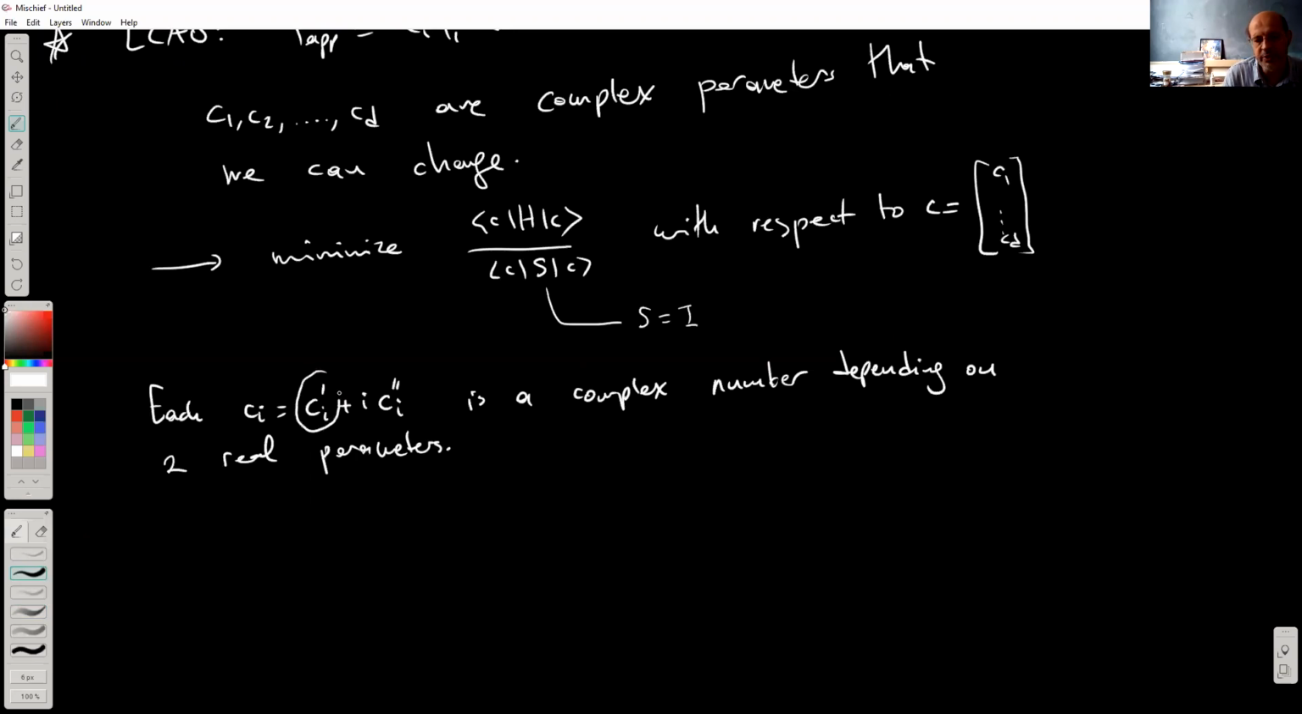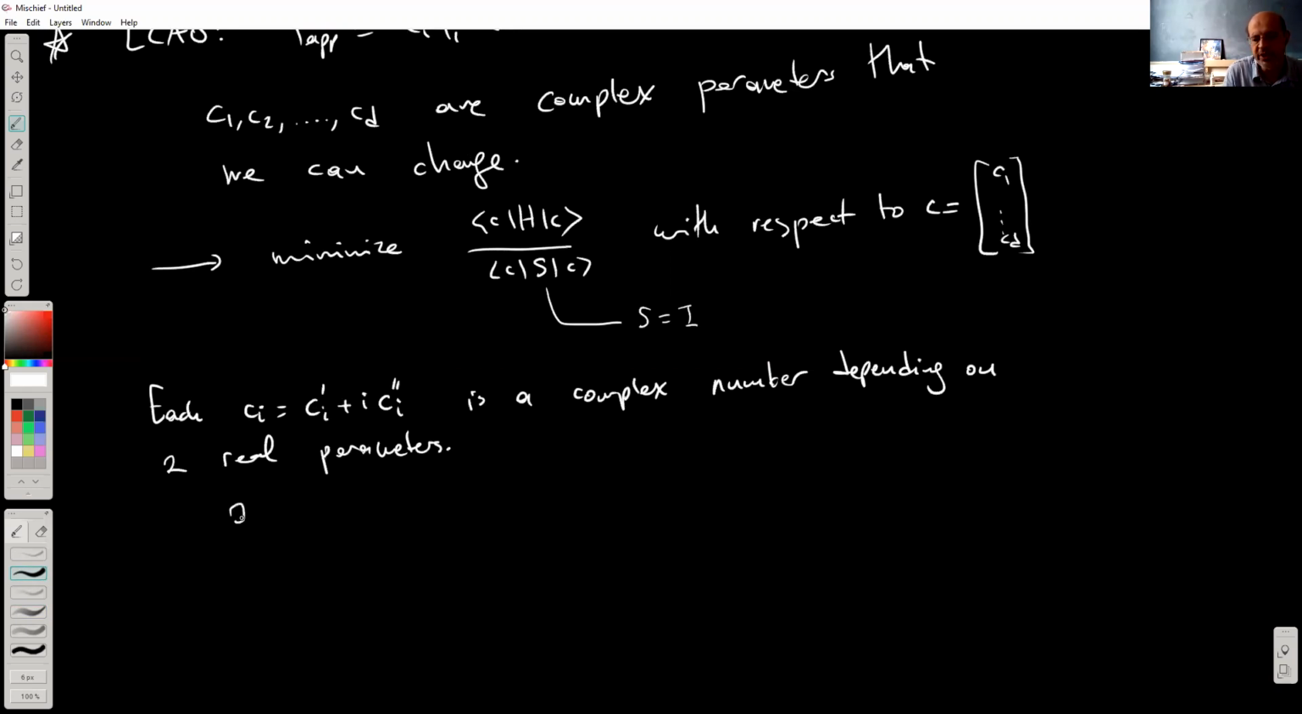Some people just use prime for the real part and double prime for the imaginary part. A lot of people use this convention, so that's why I'm using it in here, but it's not really that important, right? So in any case, we have some kind of an expression that depends on these D complex parameters, so therefore there are two D real parameters. So we have to minimize this with respect to D.